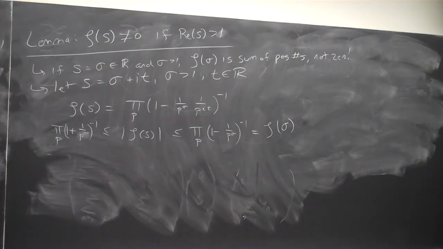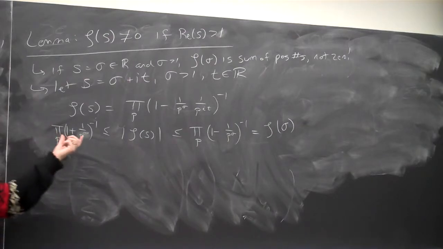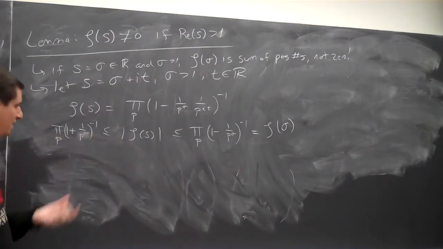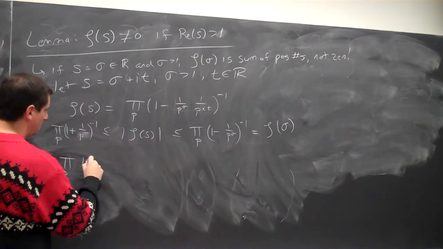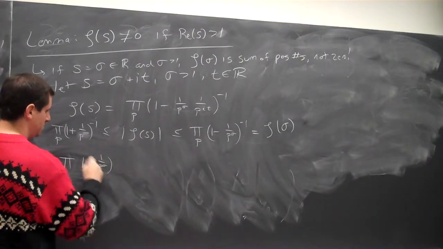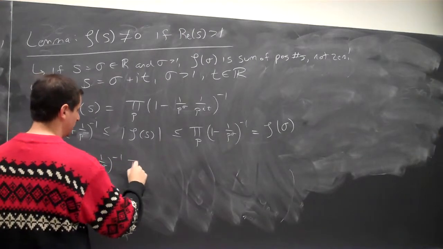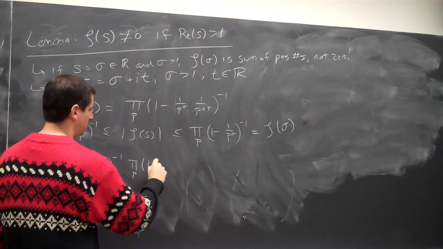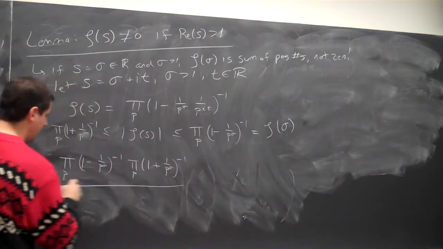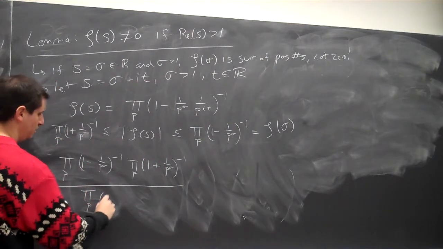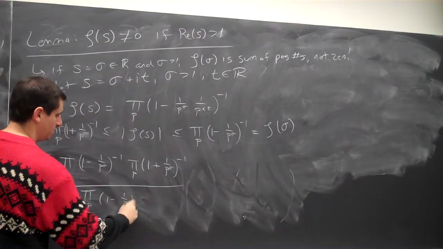Well, first of all, we don't want to add and subtract 1. You want to use a word other than add. You want to multiply. Multiply by 1. So how can I multiply by 1? Isn't it 1 minus... Yes. So look at the product over p, 1 minus 1 over p to the sigma inverse, times the product over p of 1 plus 1 over p to the sigma inverse, divided by the product over p of 1 minus 1 over p to the sigma inverse.